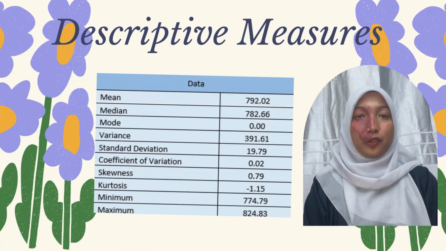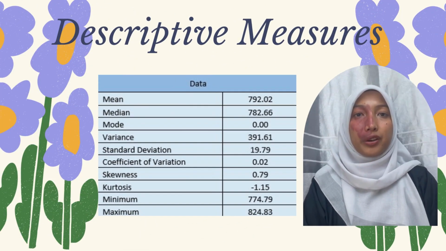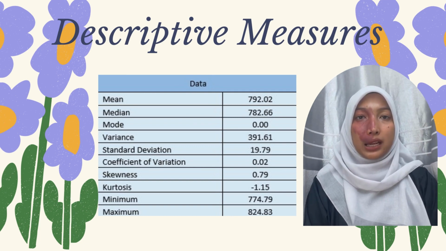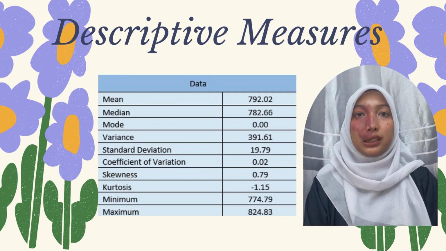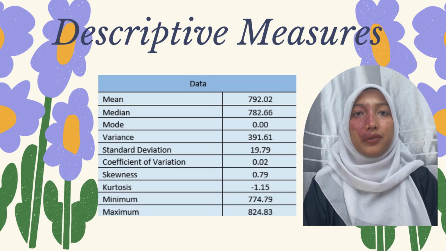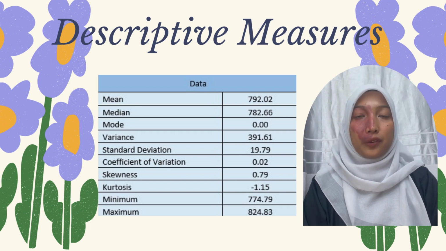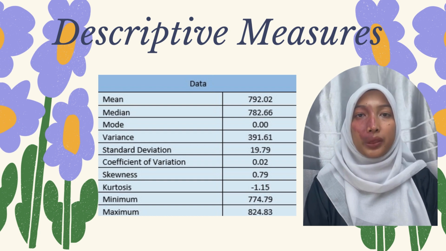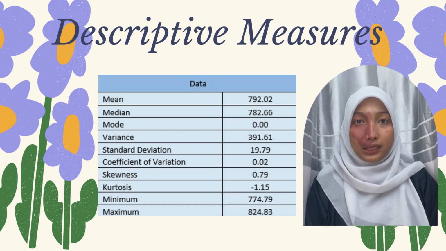In the next slide, for my descriptive measures, there are different variables, the first one is the mean. On average, the number of people DALYs due to depressive disorders in the United States is 792.02 people. For the median, the middle point of data is located at 782.66. Then for the mode, I have collected all my data, but no mode can be detected throughout the data sample, as all of my data are unique.